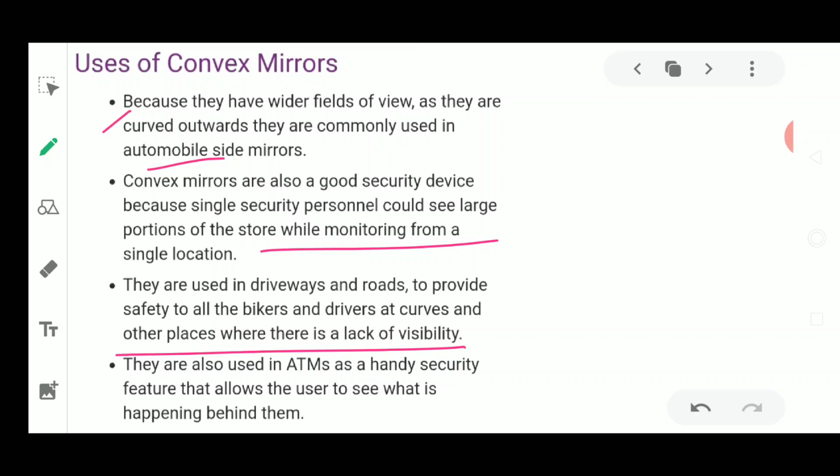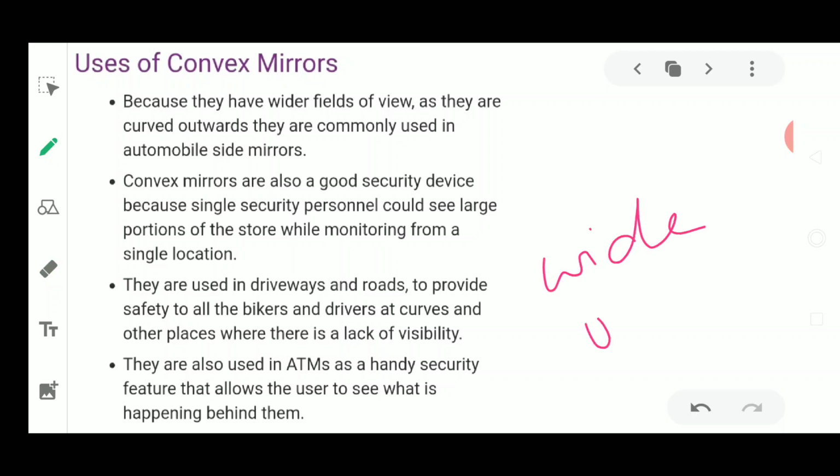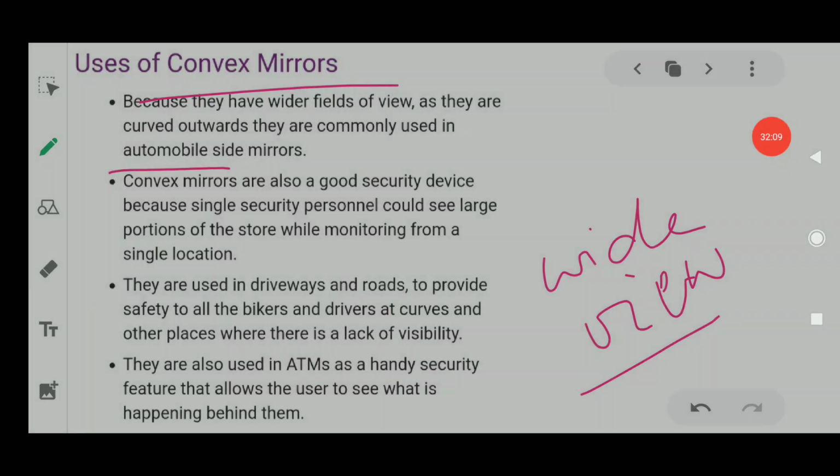Okay, next thing is that it is also used in ATMs. As it is a handy security feature, it allows the user to see what is happening behind them, meaning wherever ATM machines are there, in front of these machines the mirror is always placed, as it gives a wider view. So wherever a wide view is needed, we use these convex mirrors. That is why we use it as an automobile rear view mirror. Okay, it is highly useful for such activities.